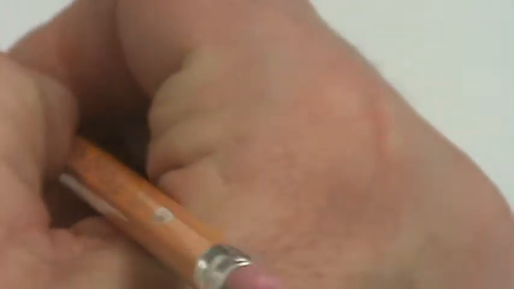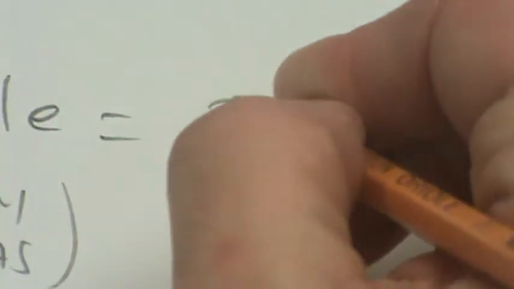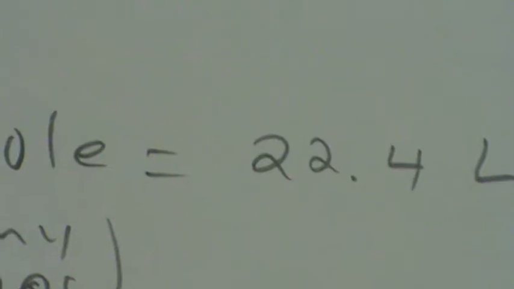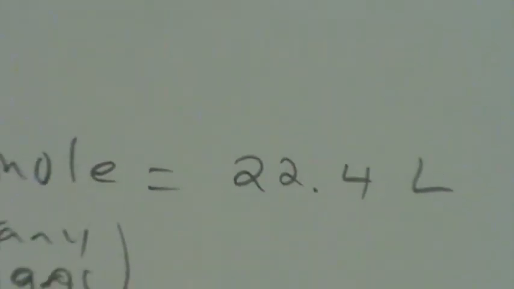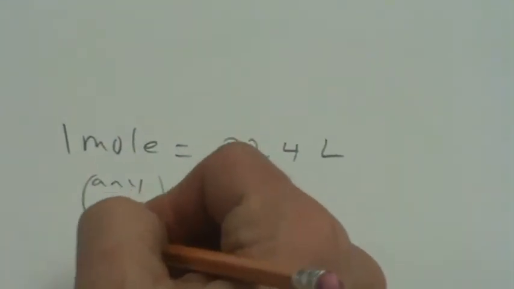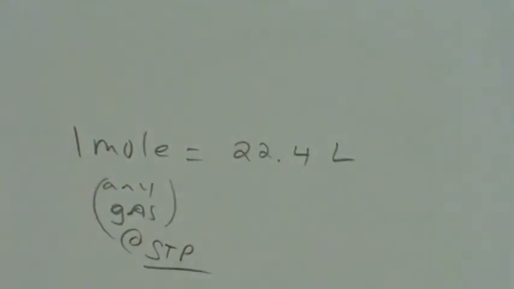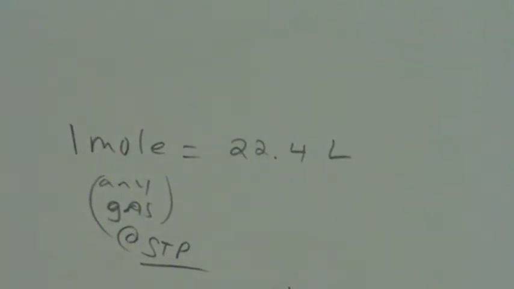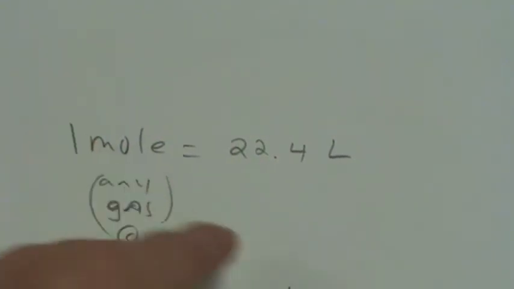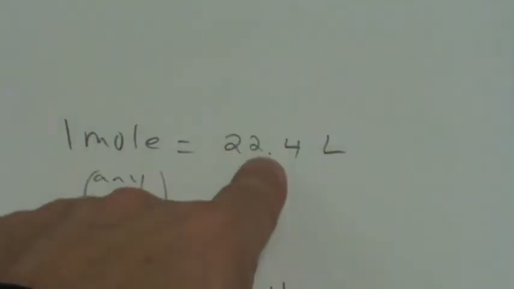1 mole of any gas is equal to 22.4 liters. Okay? 1 mole of any gas is 22.4. That's all you need to know right now, and that is any gas at standard conditions. STP is what we call it. Standard temperature and pressure. So that's your conversion. Just like we learned molecules, ions, atoms, and formula units, they are 6.02 times 10 to the 23rd in 1 mole. 1 mole of any gas at STP is 22.4 liters.